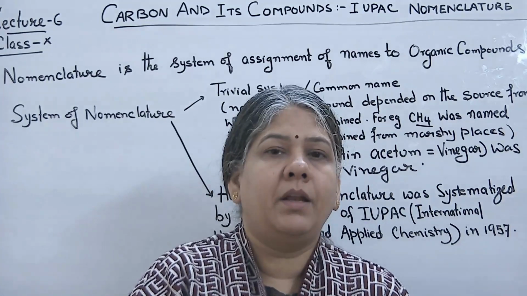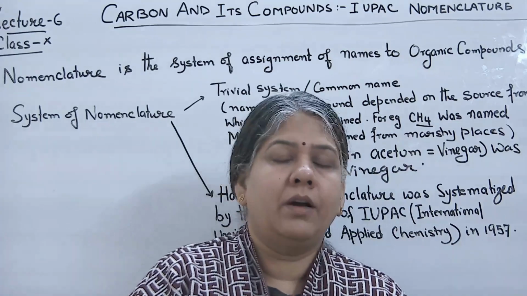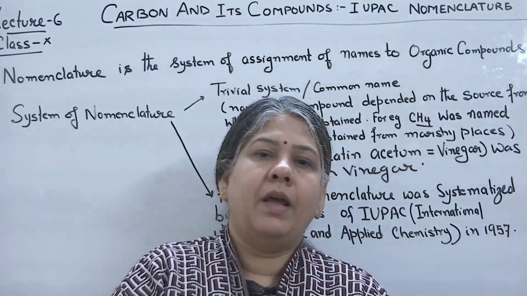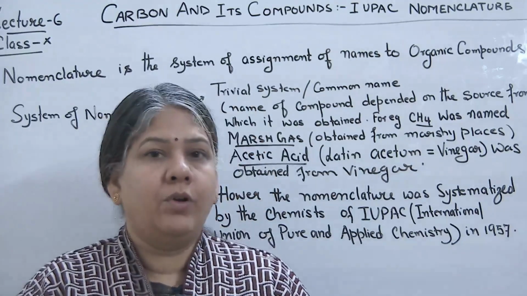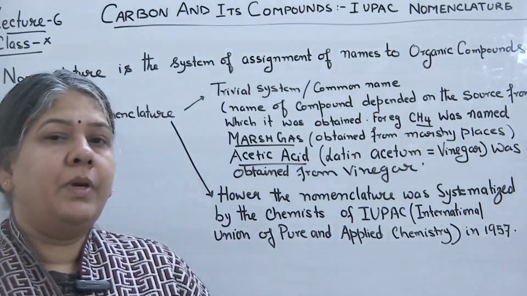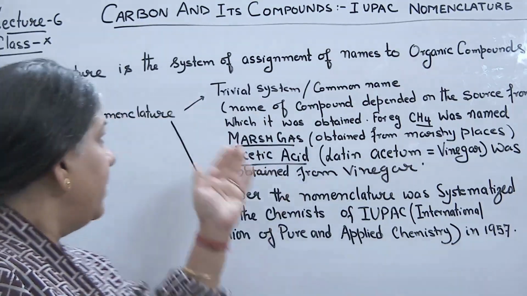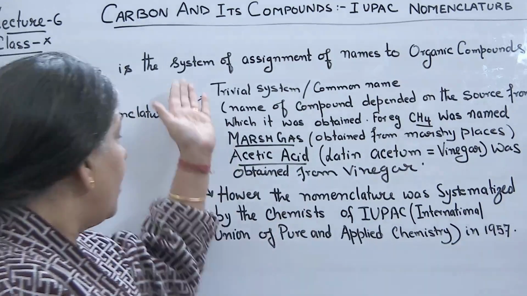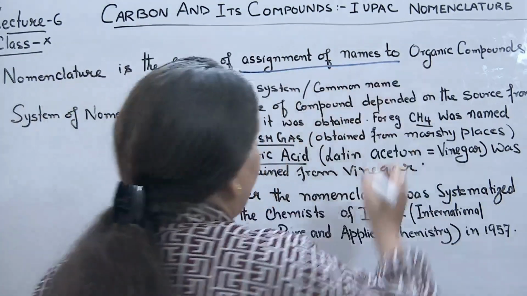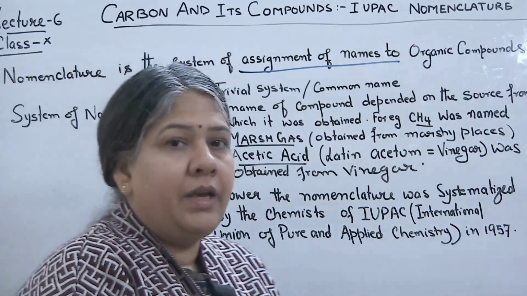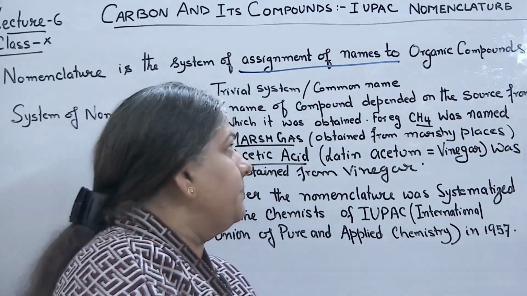I am Shailja Tripathi and today's topic of discussion is nomenclature of organic compounds in the chapter carbon and its compounds. So let's get started, remain focused and follow the lecture. See, nomenclature basically in simple terms means naming the compound. So the definition says nomenclature is the system of assignment of names to the organic compounds. So every compound is given a particular name to recognize it.